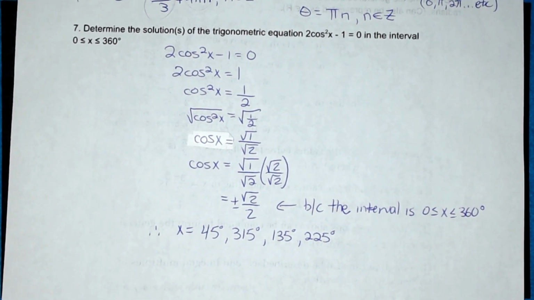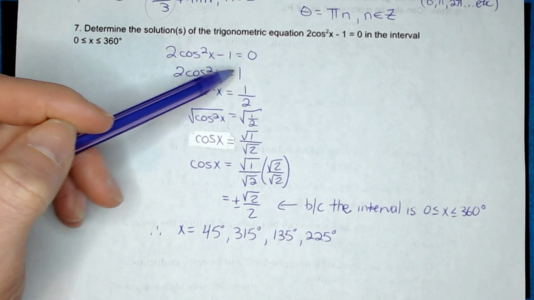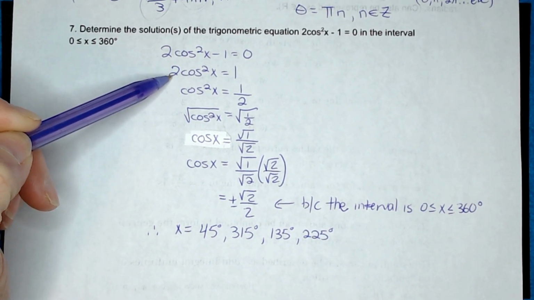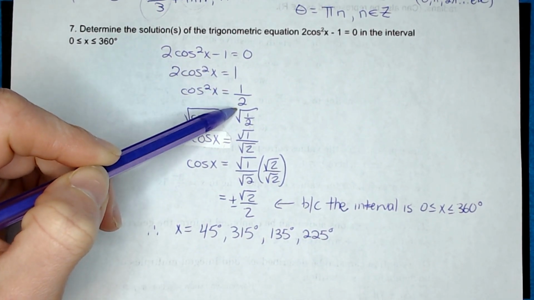So the last example that we have: determine the solutions of the trigonometric equation 2 cos squared x minus 1 equals 0 in the interval 0 to 360 degrees. So the same thing here, we're just going to isolate that cosine value and try and solve for it. So think of this as 2x squared minus 1 equals 0 and just solve for x. So 2 cos squared x equals 1 by adding 1 to both sides. And then we're going to divide both sides by 2. Cos squared x equals 1/2.